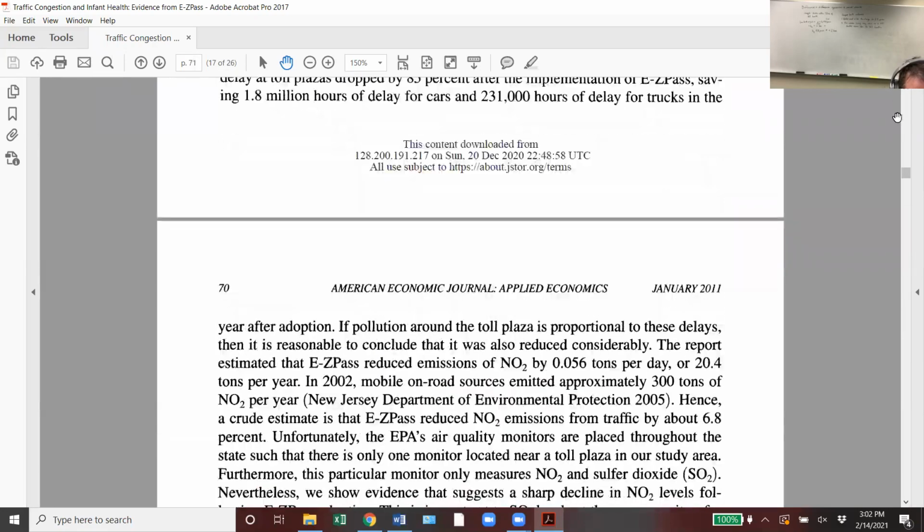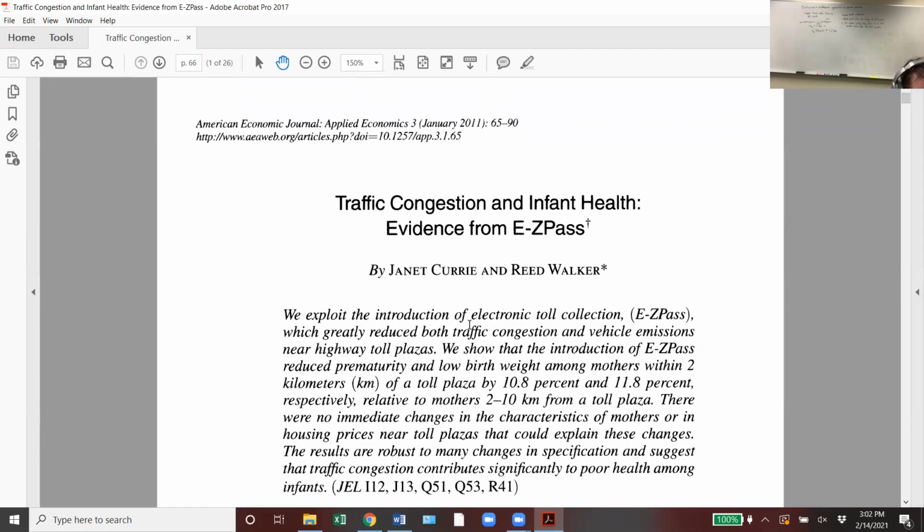If you go up to the abstract for the paper, the introduction of E-ZPass reduced prematurity and low birth weight among mothers within 2 kilometers of the toll plaza by 10.8%. So they don't put percentage points. They express it as a function of the base. And then for low birth weight, it's 11.8%. So that 0.0093 was a decrease of 11.8% relative to the base of about 8 percentage points.